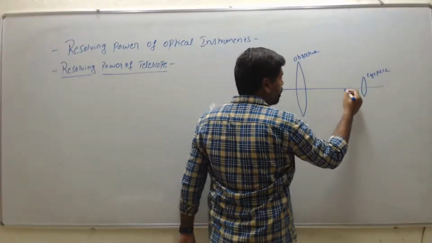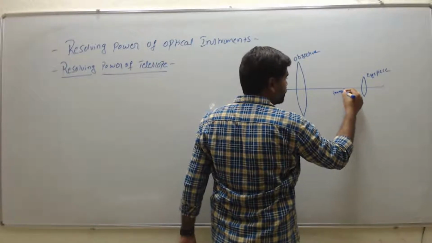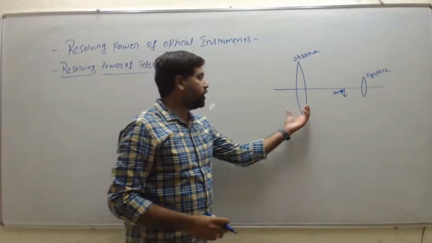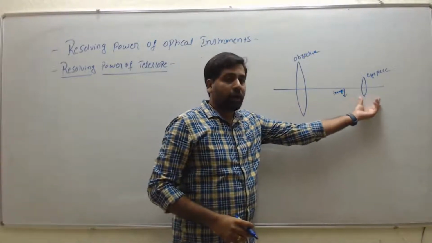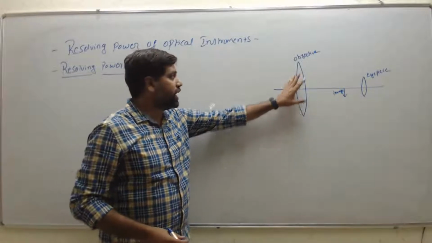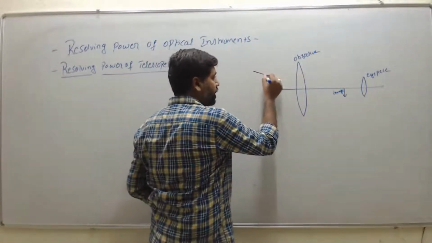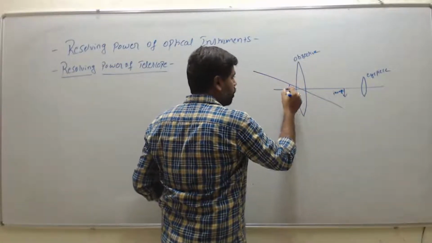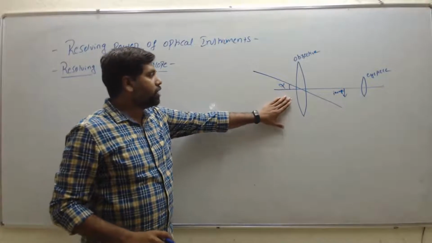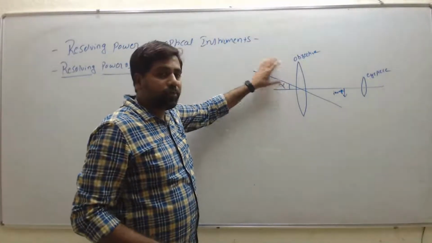So the image is formed somewhere here. This is the image formed by the objective lens, in between the objective and the eyepiece. Here the angular separation of the objects is made by the objective lens. That is the angular separation made by the objective.